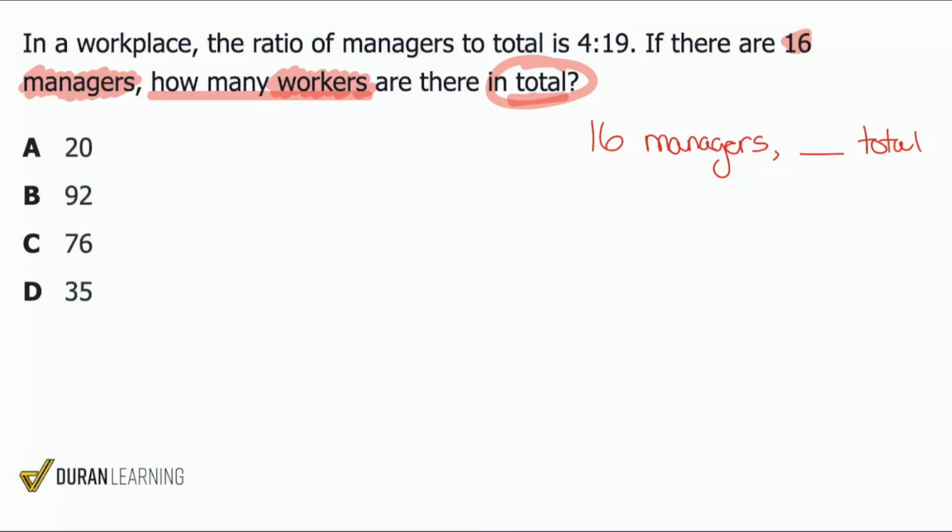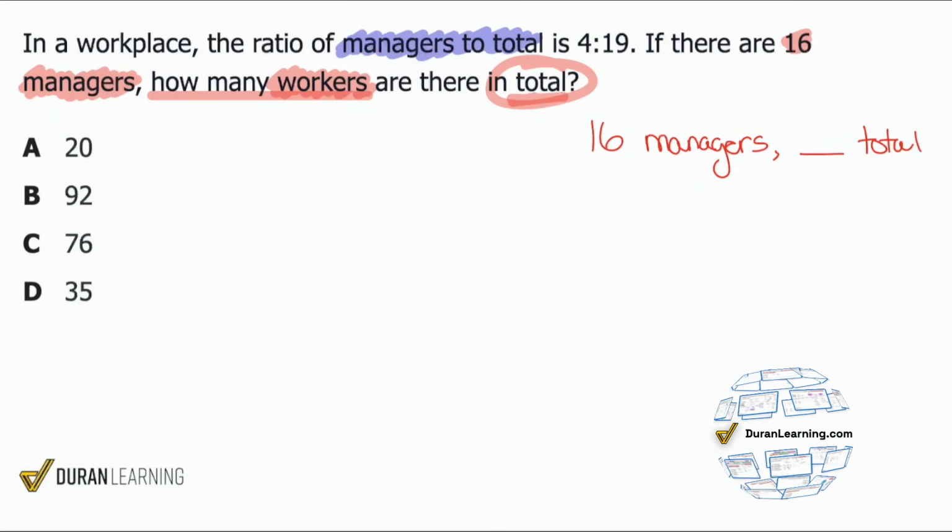Luckily, when we take a look at the first sentence, we're given in a workplace, the ratio of managers to total is 4 to 19. Again, one more time. Look at the coincidence. Managers to total, managers total. My party people, quick question. Do we have to do any more work to figure out anything that's needed before we calculate? Do we need to do any other work? No, we don't. We're good.